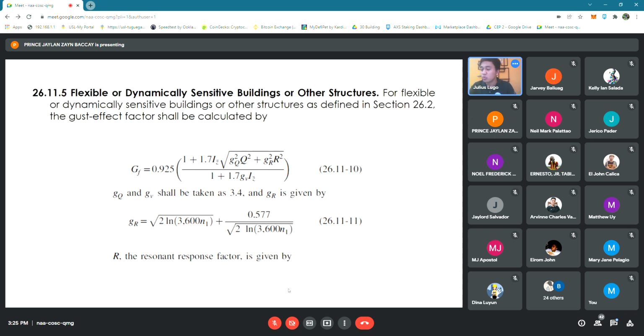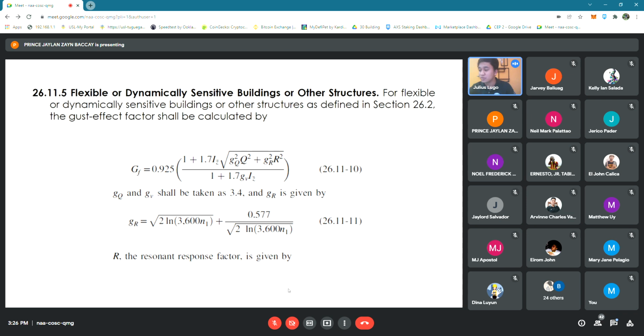Okay. So your G now will be different from the value of your G in the rigid or in comparison to the rigid one. So if the problem is stated that it is a flexible or dynamically sensitive building, okay, yung GF na formula nyo is this one, okay. Similar to the rigid, yung GQ and GV ninyo shall be taken as 3.4, okay. Pero may iladagdag tayo na bago, GR. Ano naman itong GR na to, okay? Yung GR ninyo is given by this formula, okay.